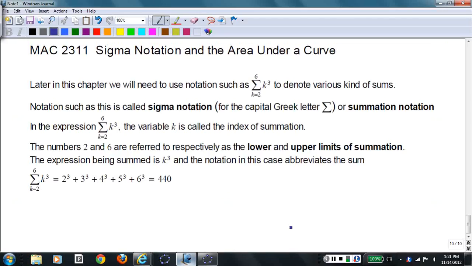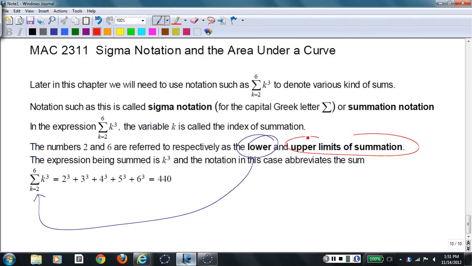There is the lower limit of summation, which is 2. The upper limit of summation, which is 6. There is the index of summation. I don't know why that was not put in boldface type. The index of summation is k.